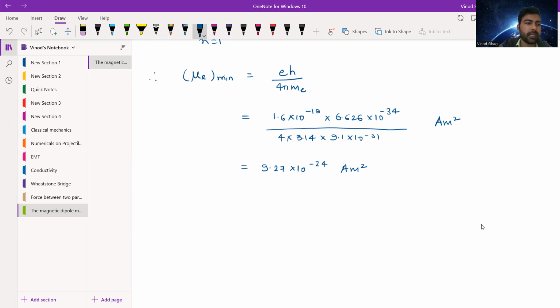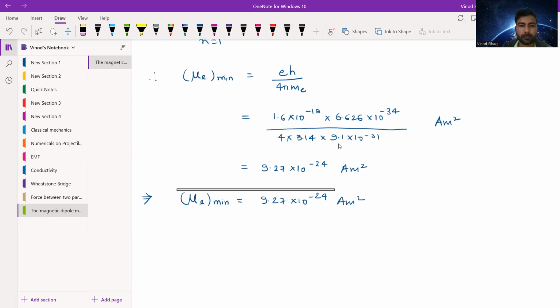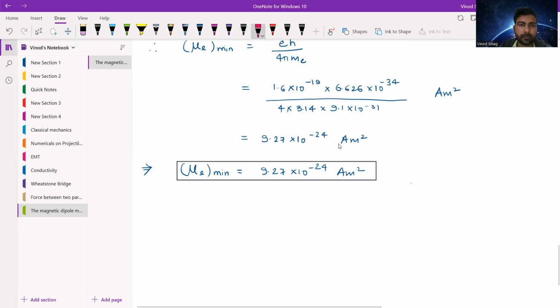And this value is called Bohr magneton. Okay, so we should write here mu L minimum equals 9.27 into 10 to the power minus 24 ampere meter square, and this is called Bohr magneton.